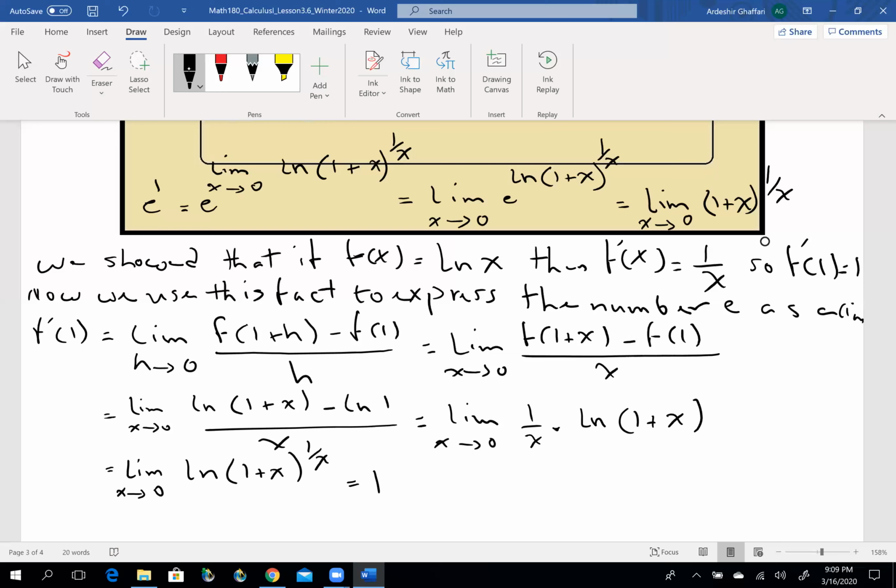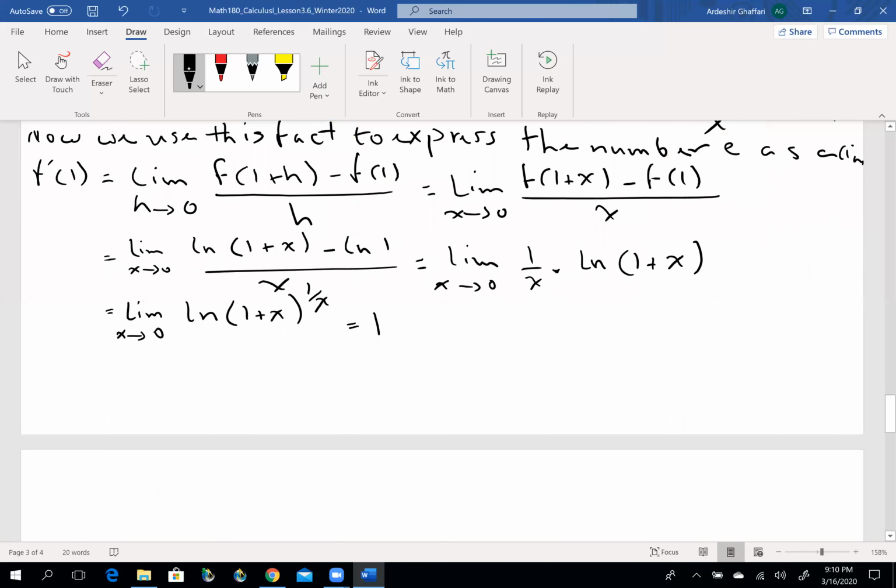So now you understand why, when I said e to the 1 is equal to e to the limit as x approaches 0 of natural log of 1 plus x to the power of 1 over x, it is because of this. Because f prime of 1 is equal to 1, the limit as x approaches 0 of natural log of 1 plus x to the power of 1 over x is equal to 1. So that's why. Now let's go to the last part of the lecture.